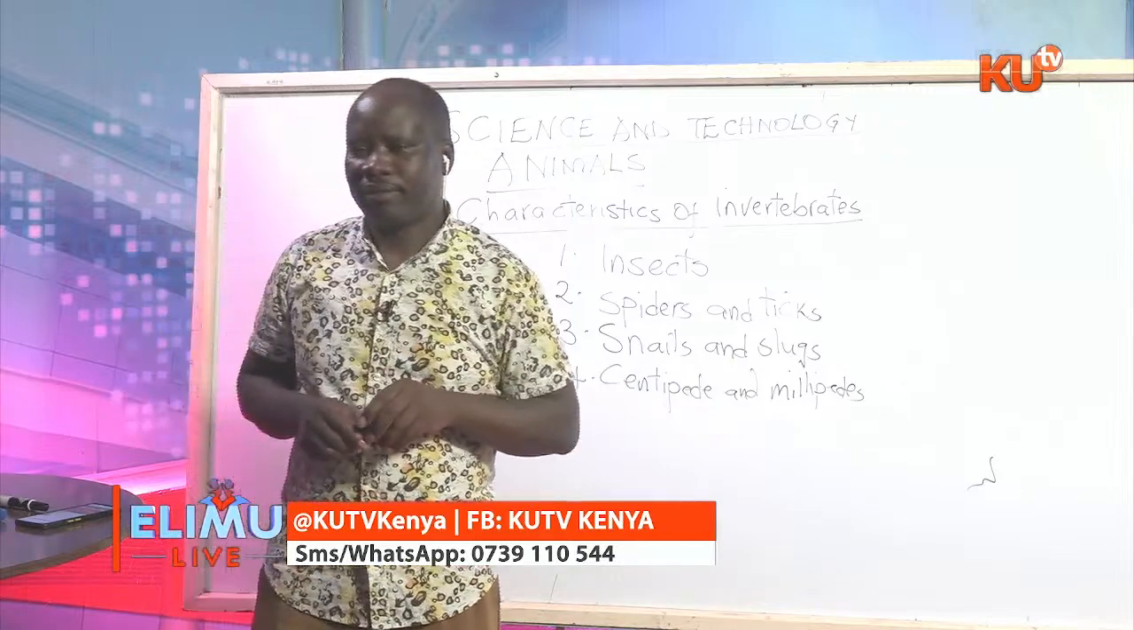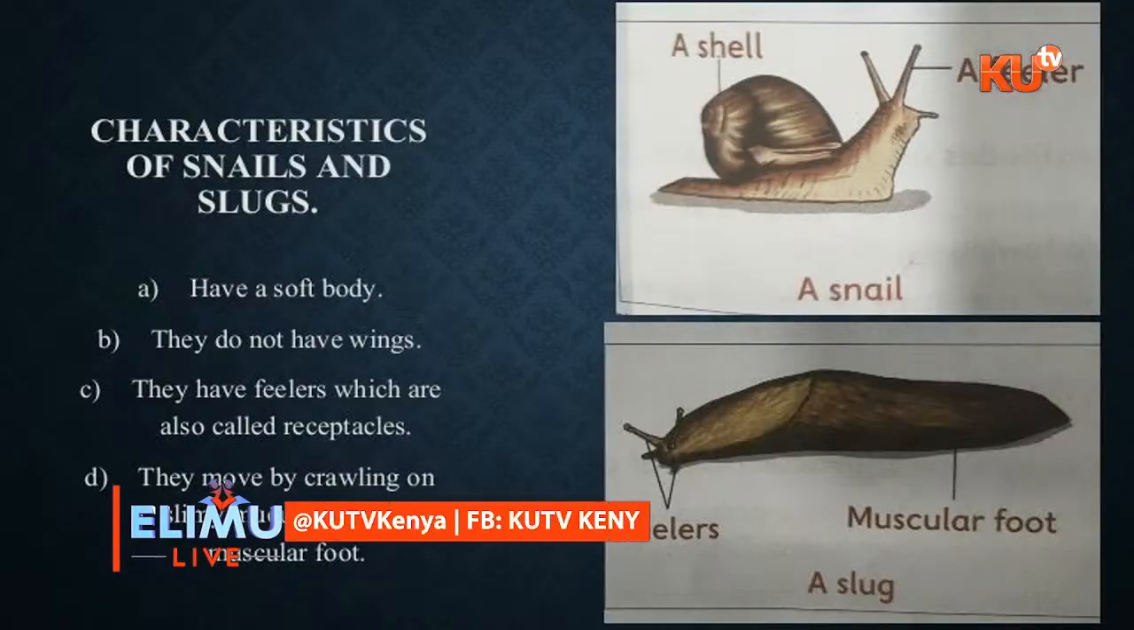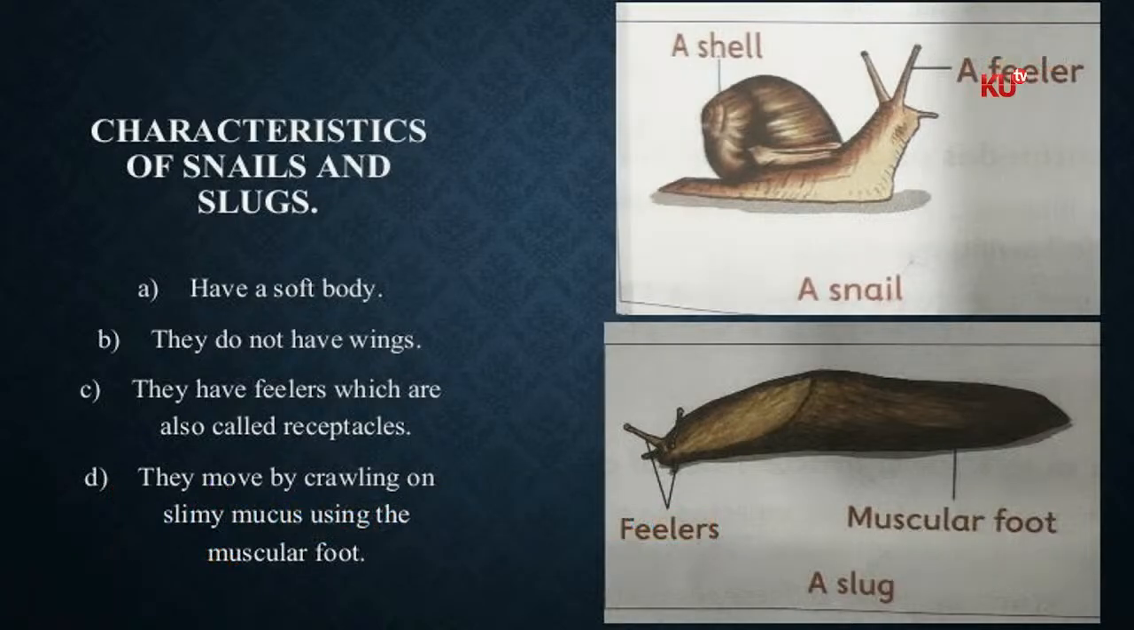The first thing, snails and slugs, their characteristics. They have a soft body. And you can see from our diagram, their bodies are very soft. And as I said earlier, the difference between a snail and a slug, they're almost the same. But the difference is that a snail usually has a shell on its back. Otherwise, all the other things are nearly the same. That's the only difference between a snail and a slug.